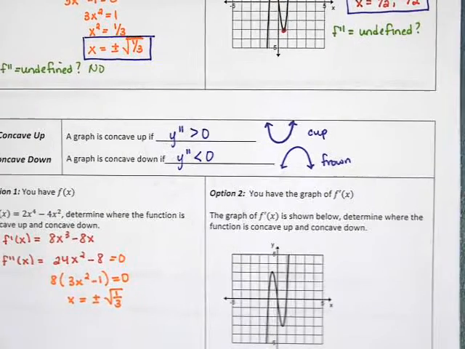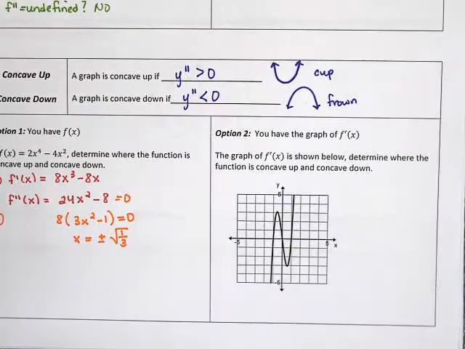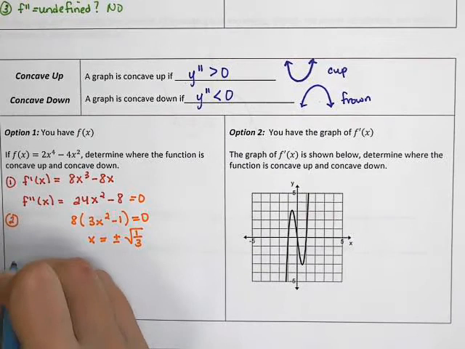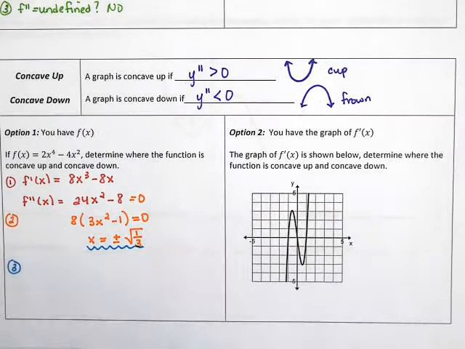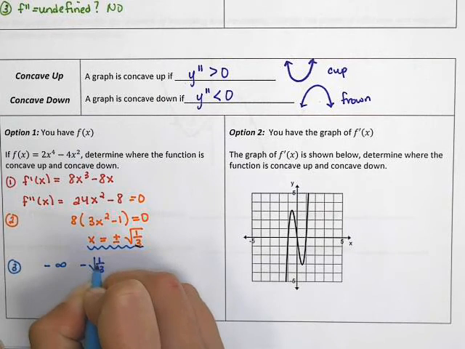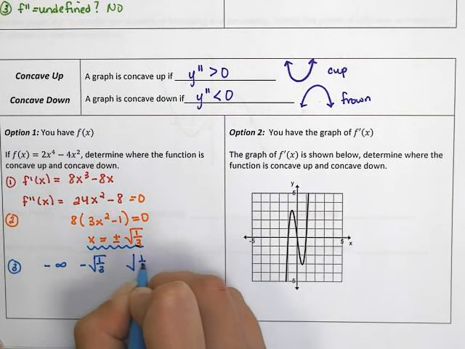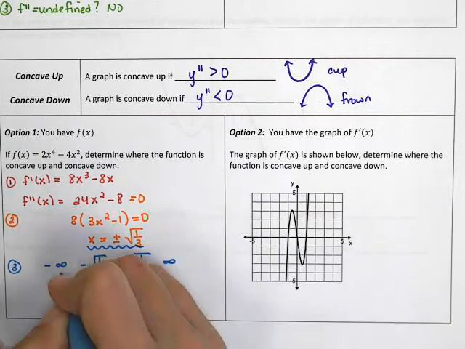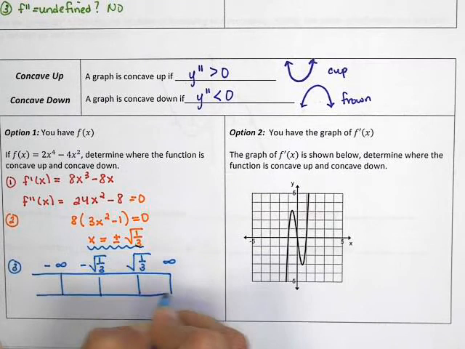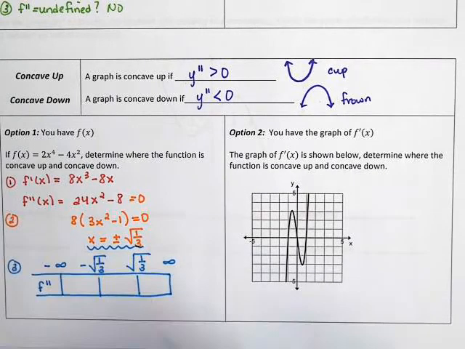Now, in order to determine where I am concave up and where I am concave down, I need to look at the sign of the second derivative. So just like we made a table yesterday to look at increasing or decreasing, we're going to make a table here using these numbers to look at concave up and concave down. So here I would start at negative infinity. I would use the negative square root of 1/3, the positive square root of 1/3, and infinity. Now, unlike yesterday where we looked at the sign of the first derivative, here we're going to look at the sign of the second derivative.